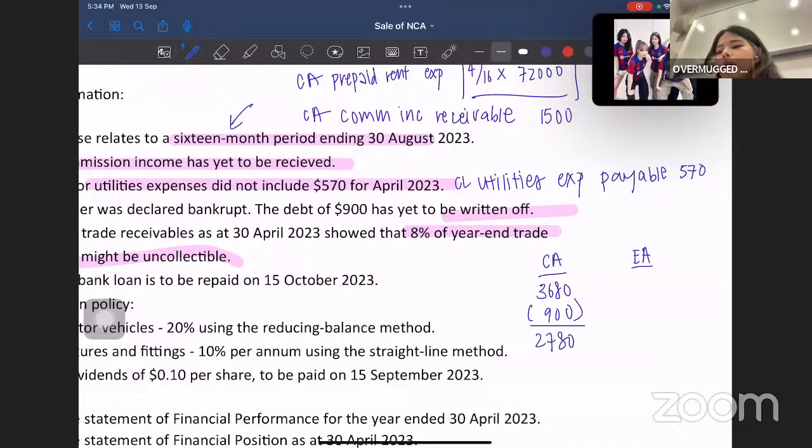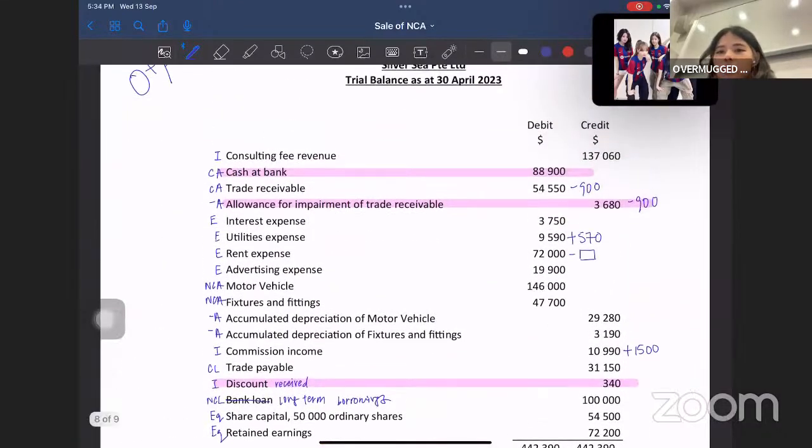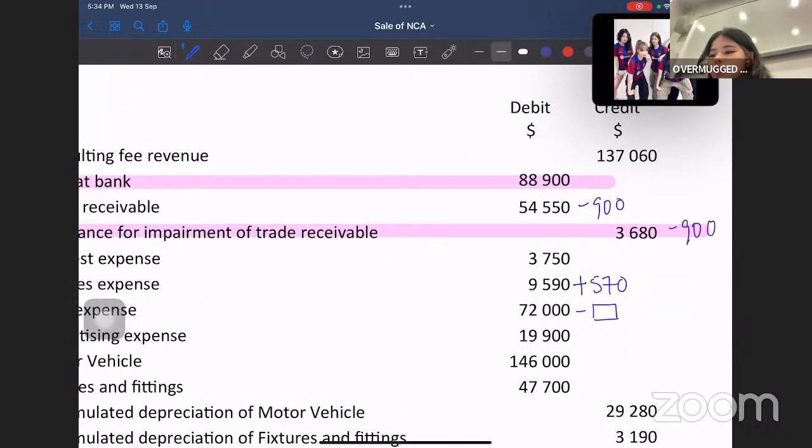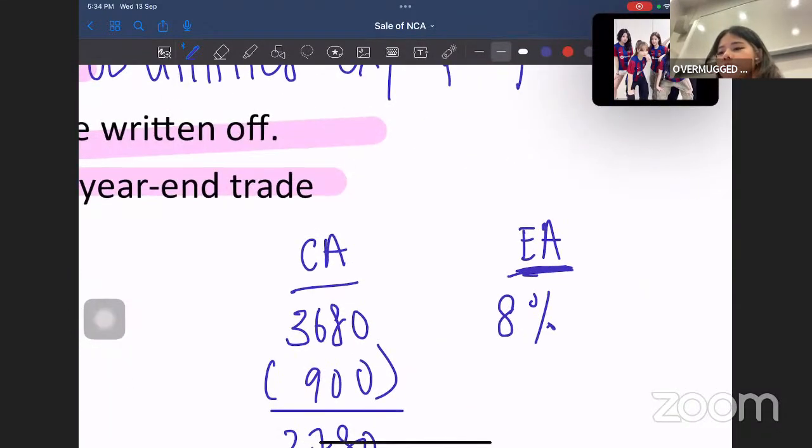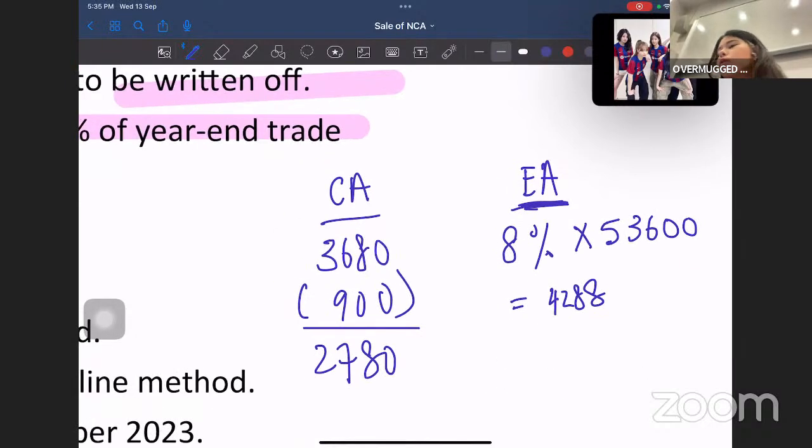And I know that at the year end, I would want 8% of my trade receivable to be the allowance. Which means that out of the trade receivable that we have, we predict that 8% of them we cannot collect. So let's look at your trade receivable. Right now you have 54,500 minus 900, which is 53,600. Then if you take 8% of that, that will be 4288. So my ending will be 4288.